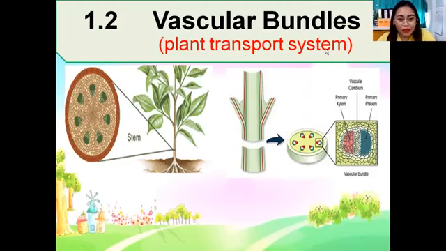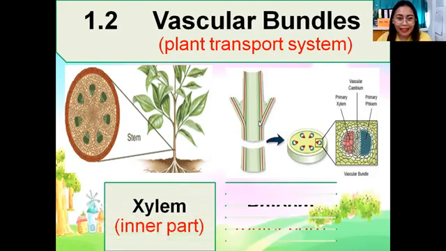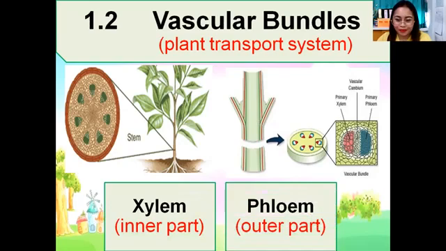Where can we find vascular bundles? We can find them mostly in the stem. This is the stem of a plant. And vascular bundles have two tubes. Can you see this color here? These are the tubes of vascular bundles. These are xylem and phloem.